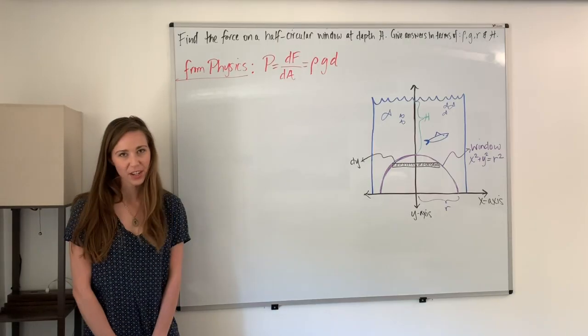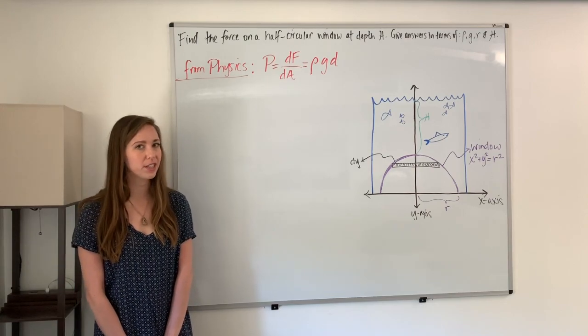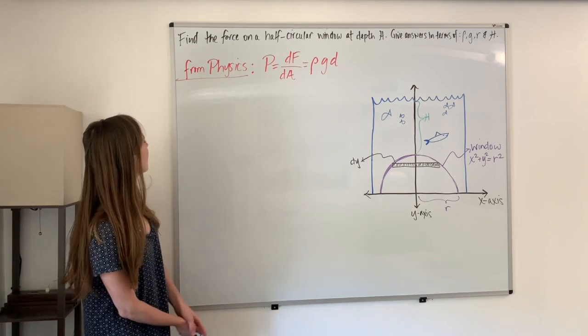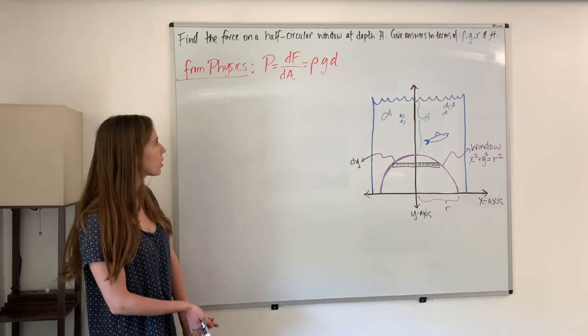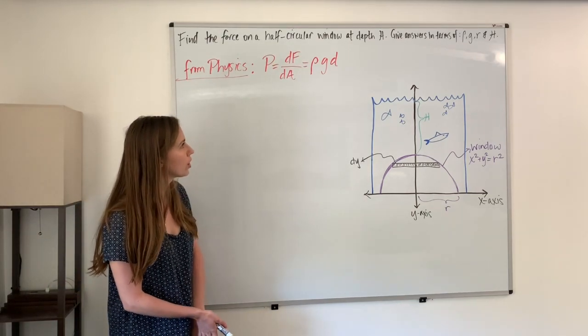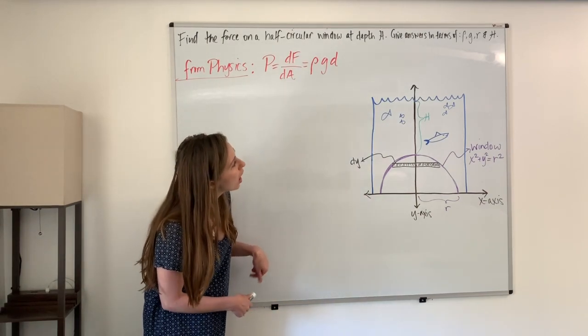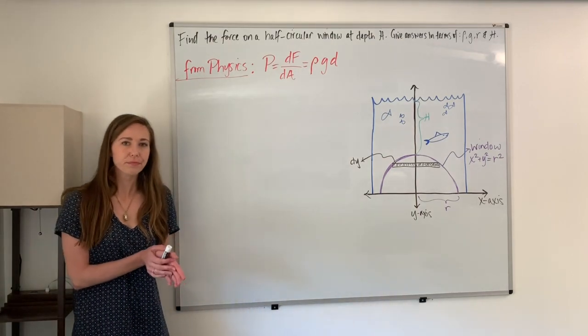Okay, so in this video, we're going to look at an application of integration in physics. Our problem given is: find the force on a half circular window at depth h. Give answers in terms of rho, g, r, and h.